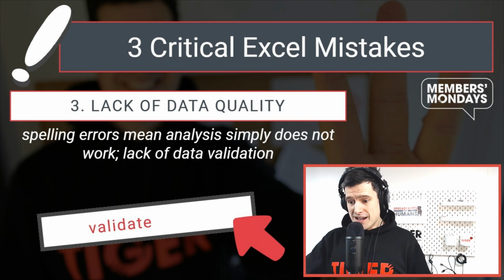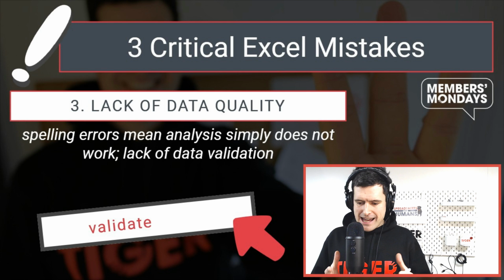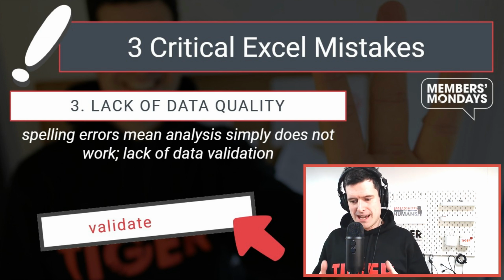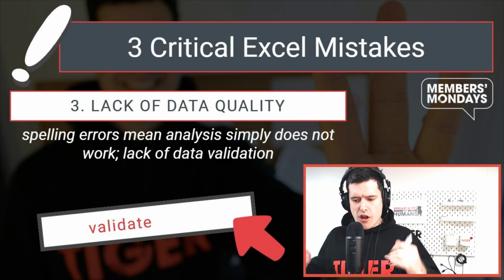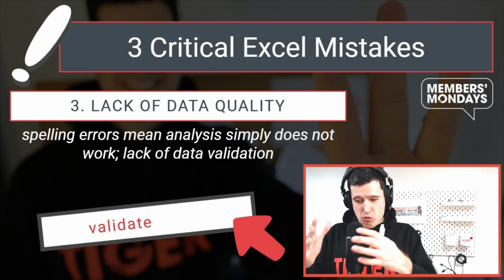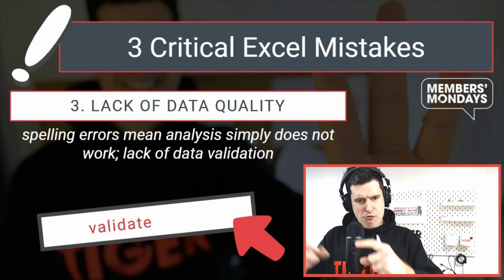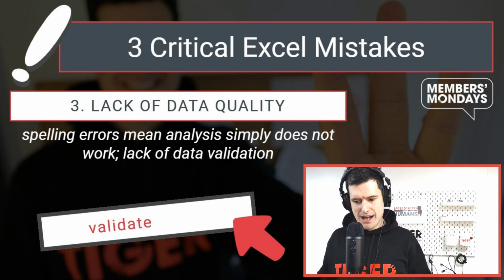Right. So moving on to our third critical mistake, a lack of data quality. Now, to some extent, this connects to our first critical mistake, which is about fragmenting data. We're doing things to data sets, which means that Excel can't work on them. This is the critical mistake we're making. In the first example, we were separating out data, so Excel doesn't know where to look.